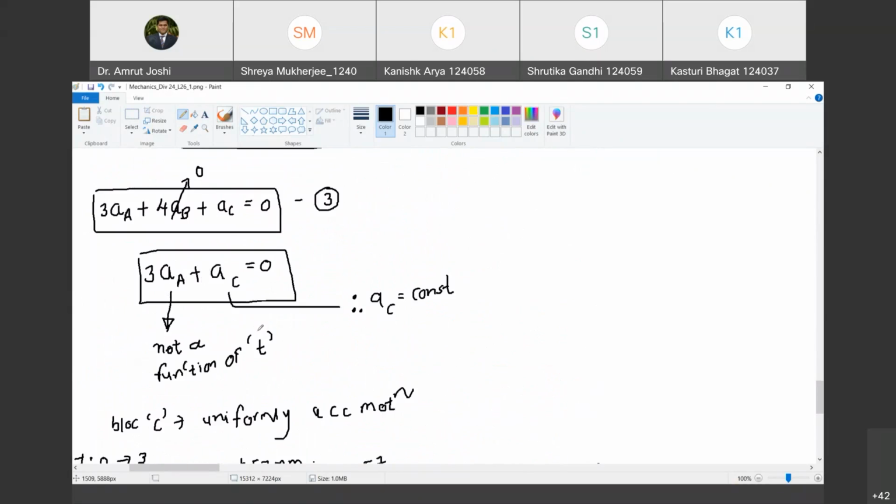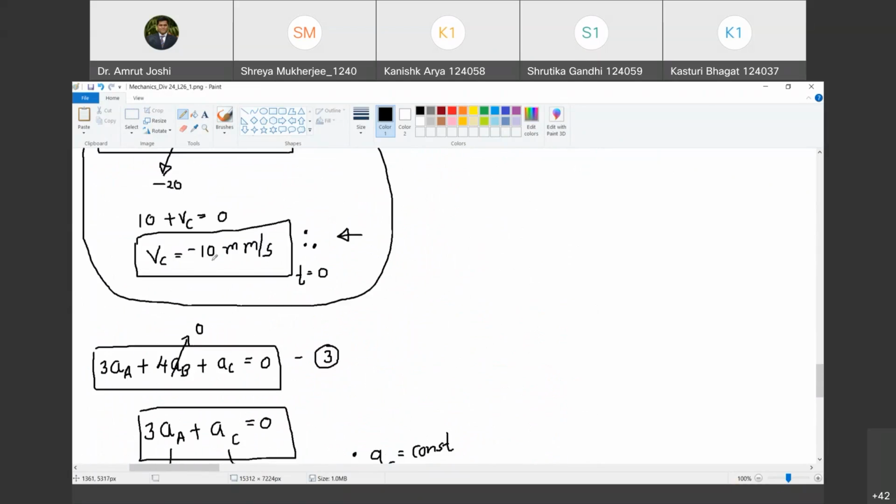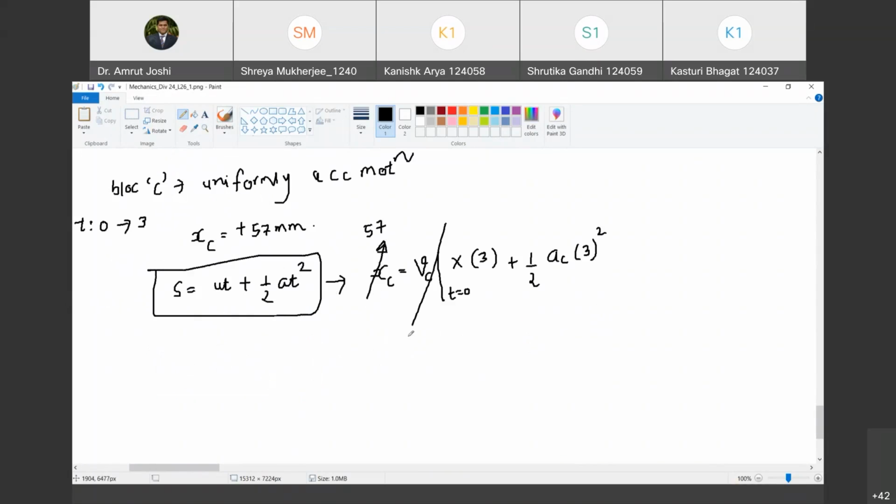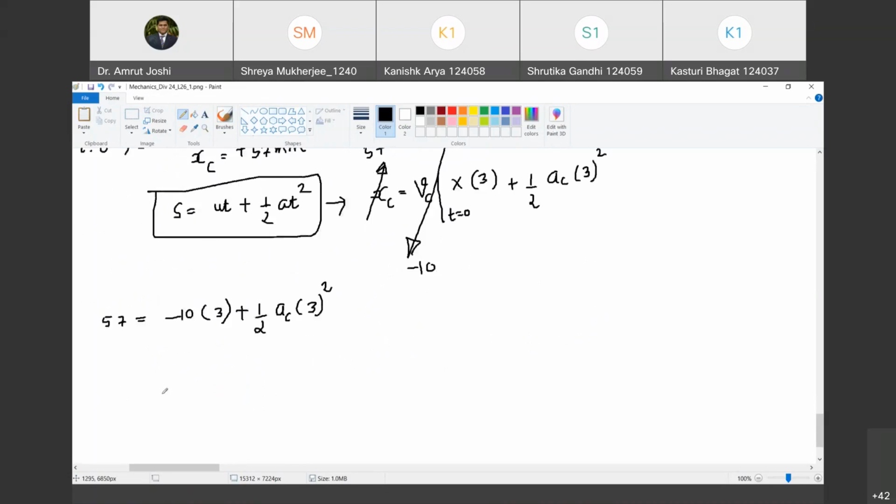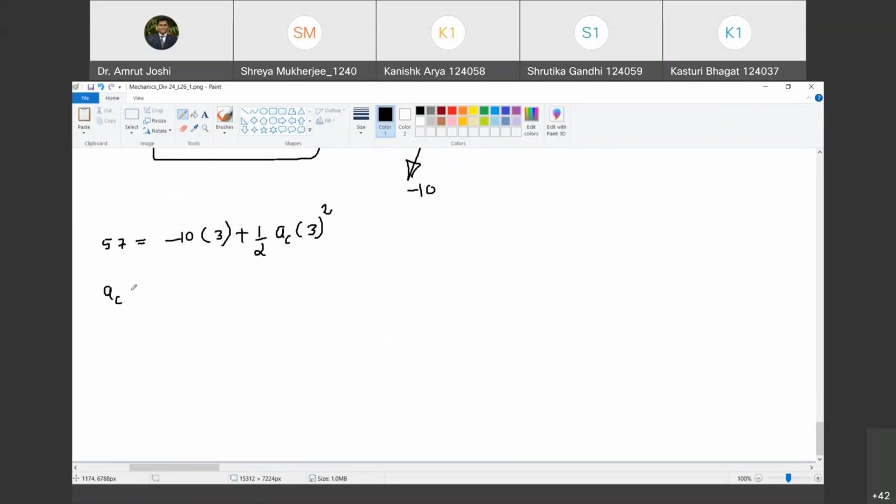What is the velocity? Tell me. Minus 10. Yes, sir. So can I substitute this value as minus 10? Yes, sir. So what is the equation that I get? 57 must be equal to minus 10 into 3 plus half acceleration of block C into 3 square. Simplify and tell me the value of AC. Are you with me? Yes, sir. So this becomes 30. It goes to the other side. It becomes 87. So 87 into 2 by 9. So 19.33.